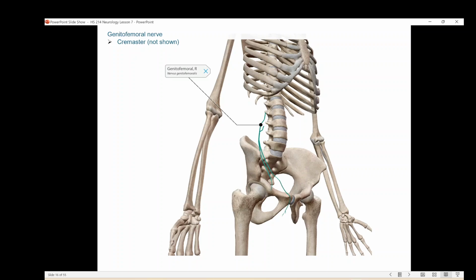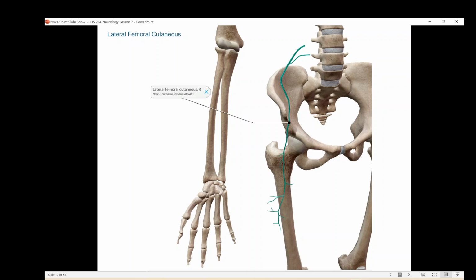All right, from a sensory point of view, this nerve does the skin, as we said before, over the middle anterior surface of the thigh, the scrotum in the male, and the labia majora in the female. So again, you can kind of see it coming down right to the genitalia area.